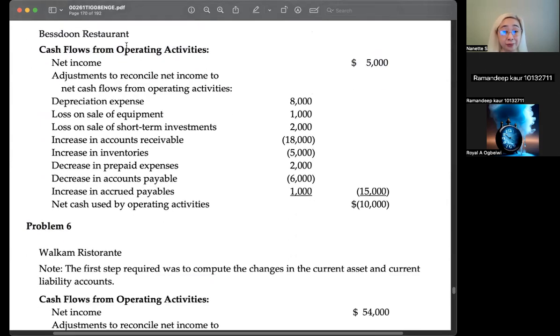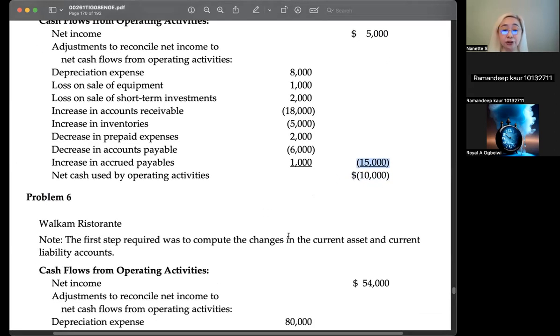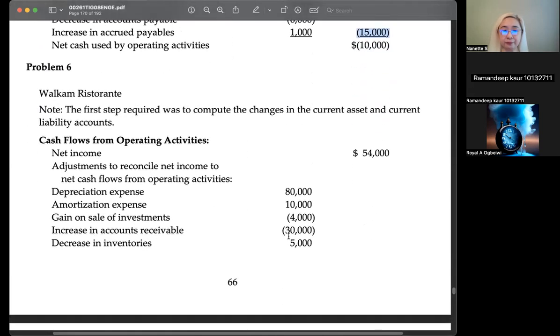So here you have a restaurant. You start with your net income and then you add or subtract all the different items, and then it would give you your payables. So in this case, this is a negative. It's not an income, but it's a loss because your income is only 5,000 and your expenses are 15,000. So you have a net loss of 10,000.